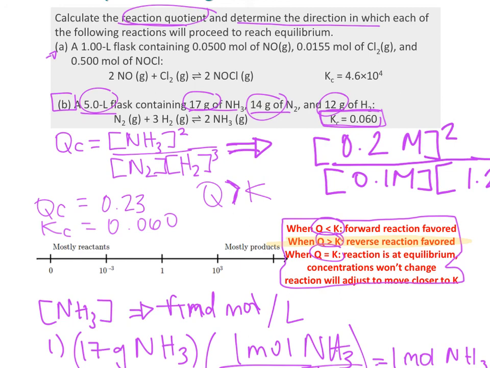So here the answer to B, we have both the reaction quotient we calculated, as well as we determined what the favored shifting of equilibrium will be. We know that the reverse reaction will be favored.